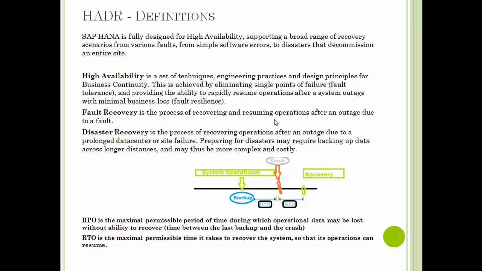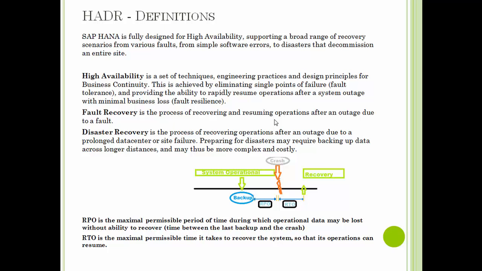And by host auto failover, I mean in case of failure of host 1, an automatic failover from the crashed host to the standby host is triggered. That's how business continuity is achieved here. So this was about fault recovery.